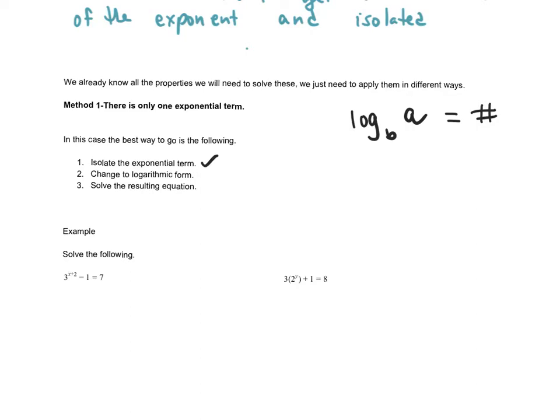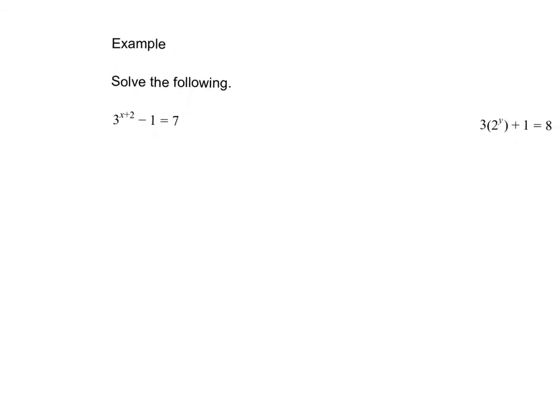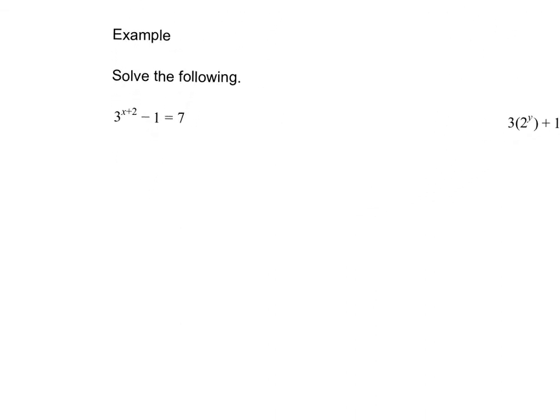So let's look at a couple examples. So this says, solve the following: 3 to the x plus 2 minus 1 equals 7. So the first thing we said, there's only one exponential. There's only one term that has a variable in the exponent. So in this case, we want to get that term by itself. So I'll simply just add 1 to both sides. So we have 3 to the x plus 2 equals 8. So from there, we want to turn this to log form. Now, if you recall, if you have b to the x equal y, that is equivalent to x equals log base b of y.